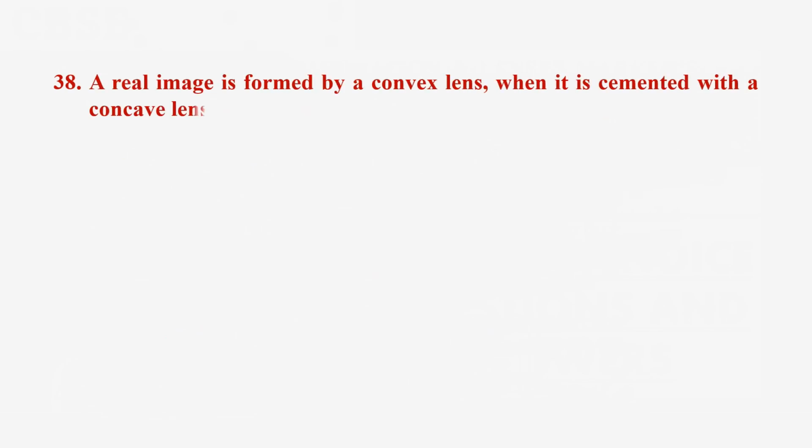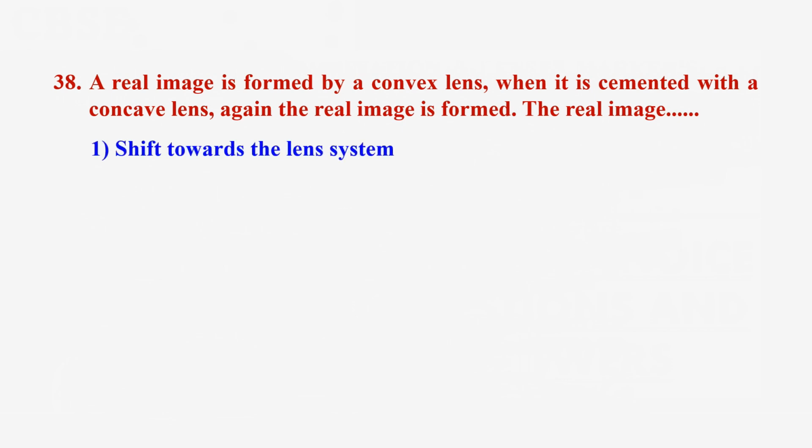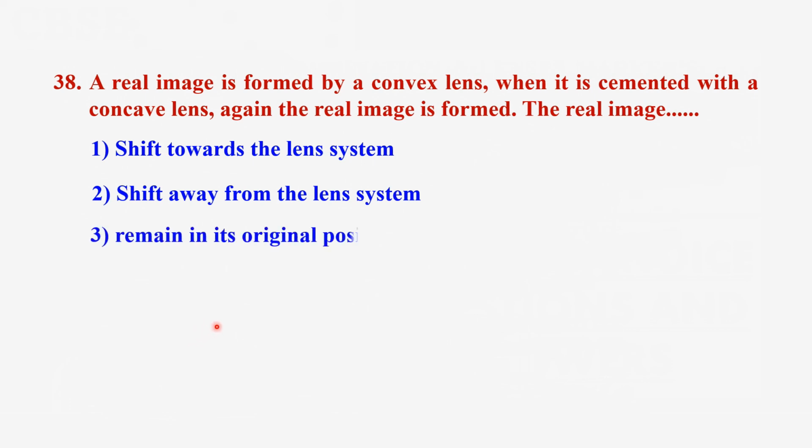Next, a real image is formed by a convex lens. When it is cemented with a concave lens, again a real image is formed. The real image shifts towards the lens system, shifts away from the lens system, remains in its original position, or shifts to infinity. Here a real image is formed by a convex lens, and when it is cemented with a concave lens, again a real image is formed. So the real image shifts away from the lens system. Second option is correct.